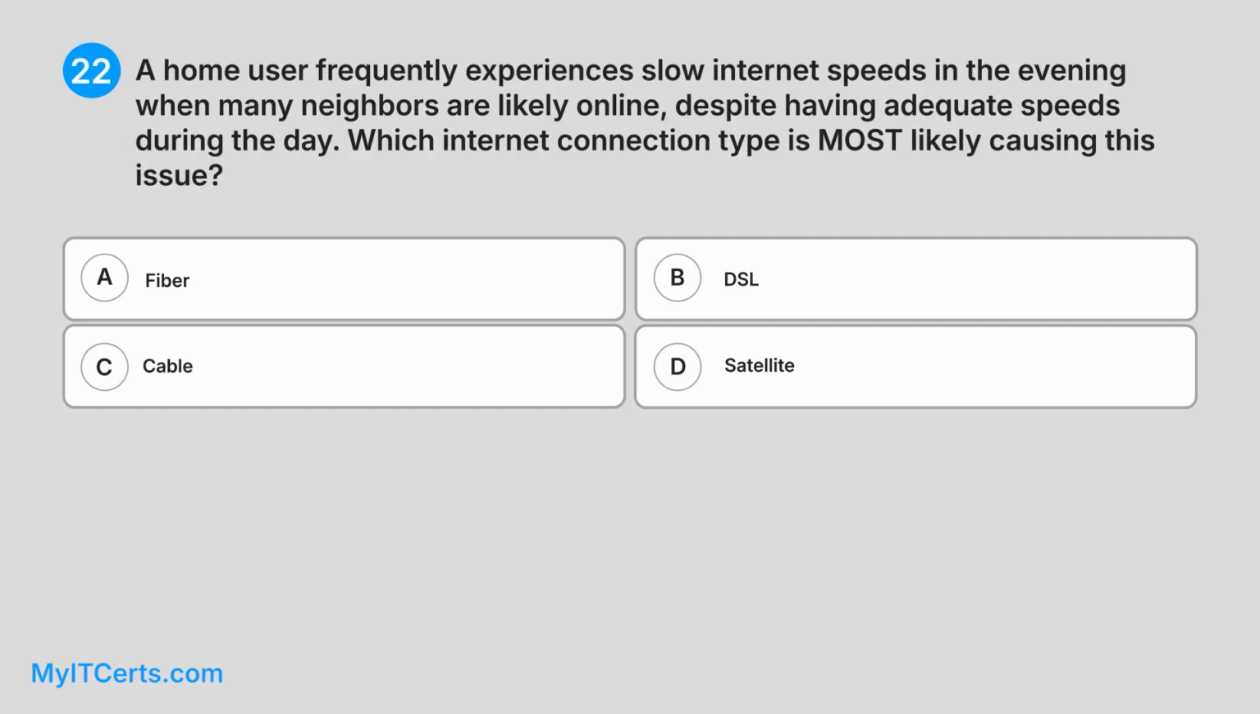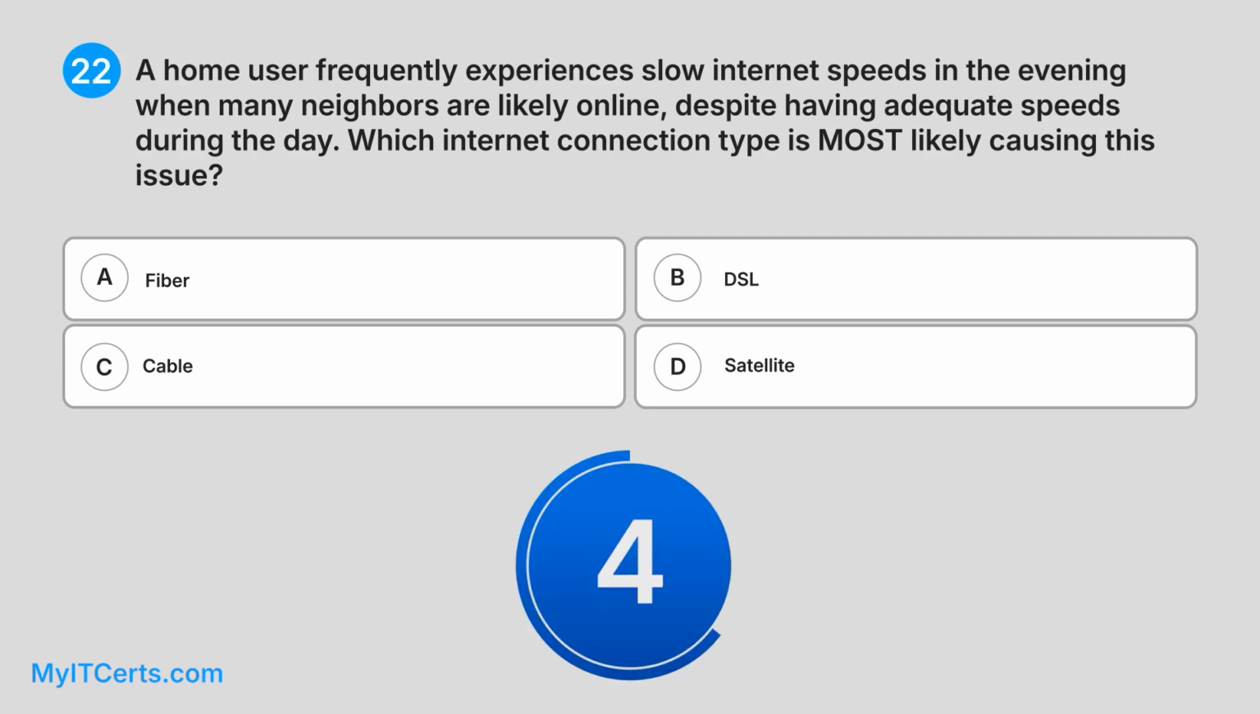22. A home user frequently experiences slow internet speeds in the evening when many neighbors are likely online, despite having adequate speeds during the day. Which internet connection type is most likely causing this issue? A. Fiber. B. DSL. C. Cable. D. Satellite. What do you think is the answer?